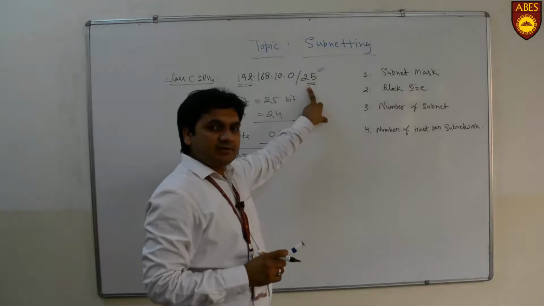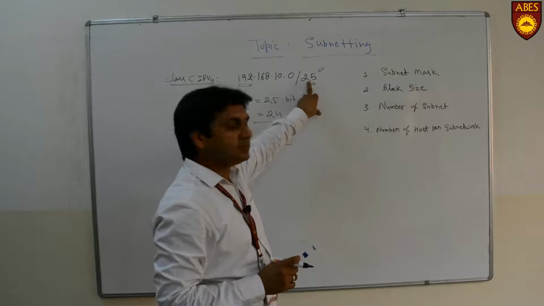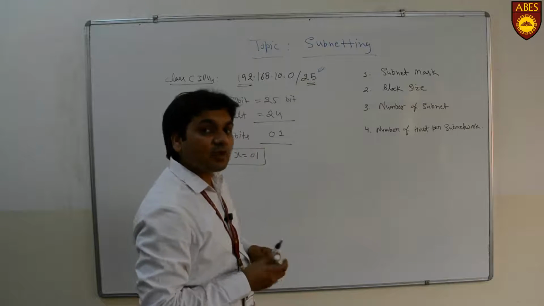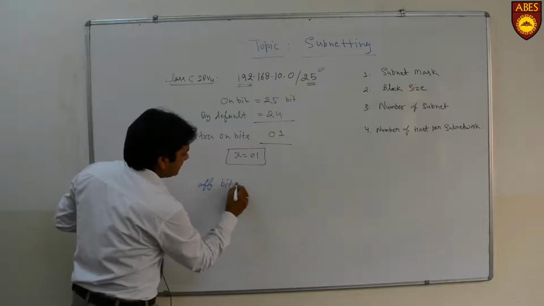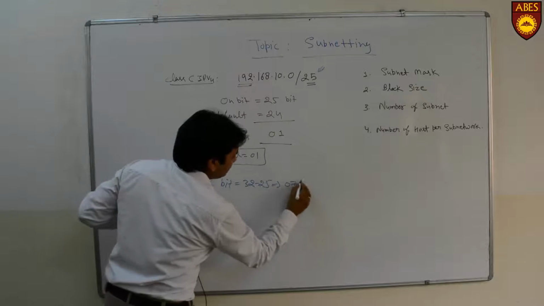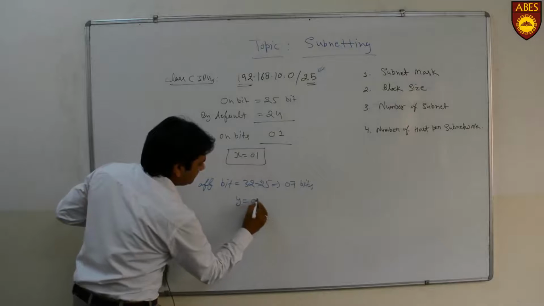The IPv4 address length is 32 bits. Out of 32 bits, we are using 25 bits as the mask number. So the remaining 7 bits are known as the host bits. The host bits are 32 minus 25, which is 7 bits. These 7 bits are represented by y.